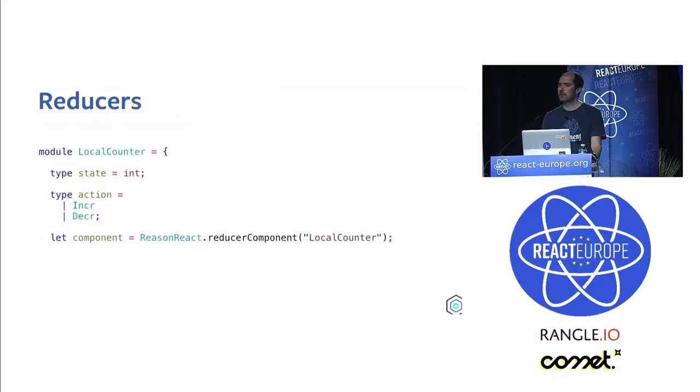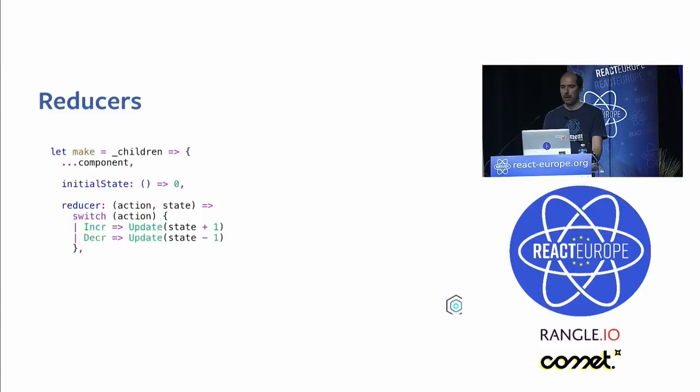So now, the local version of the counter, I need to specify this state is just an integer. There are two actions, increment and decrement. And then I have, for the reducer function, I can do pattern match on the actions. So if it's an increment, I update the state with state +1. If it's a decrement, I update it with state -1.